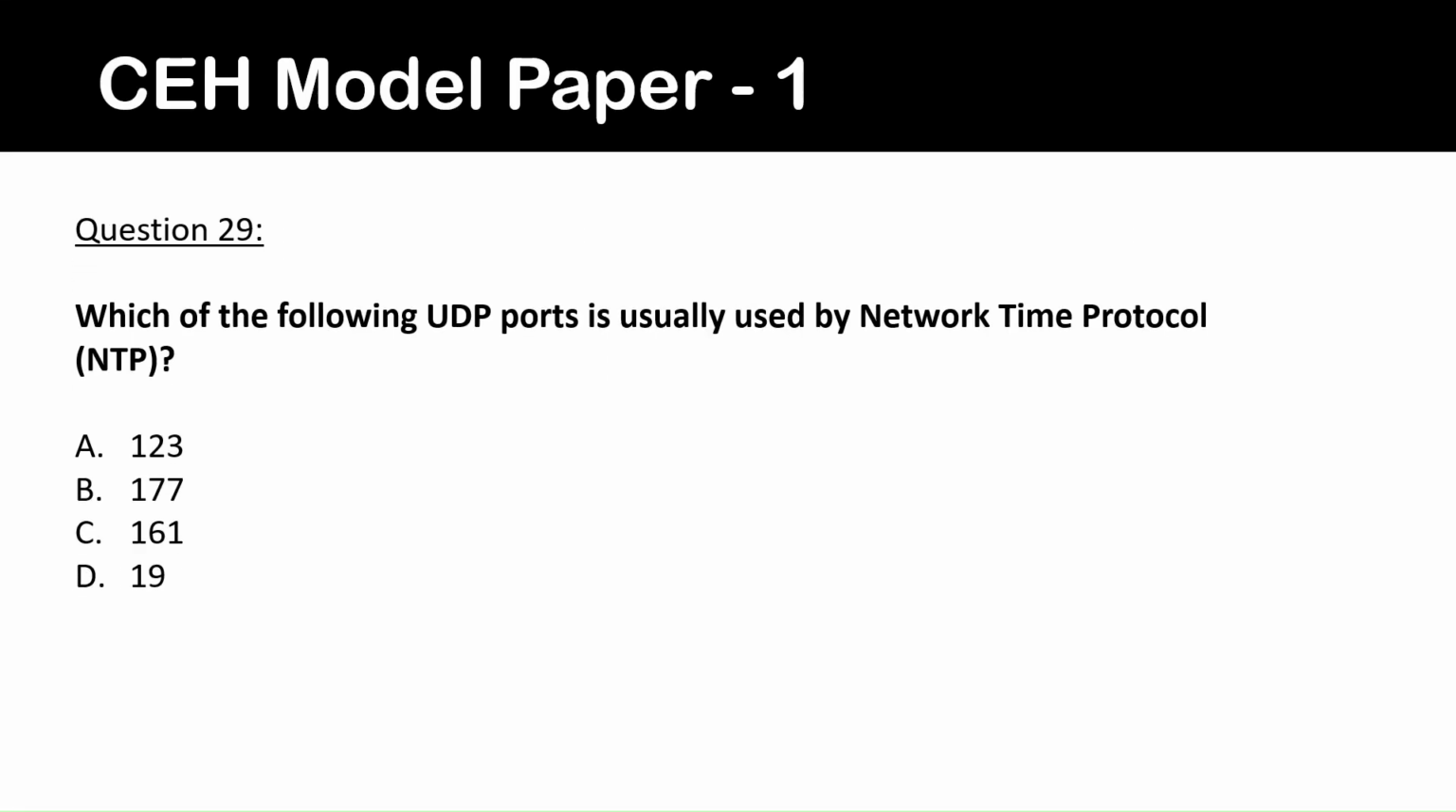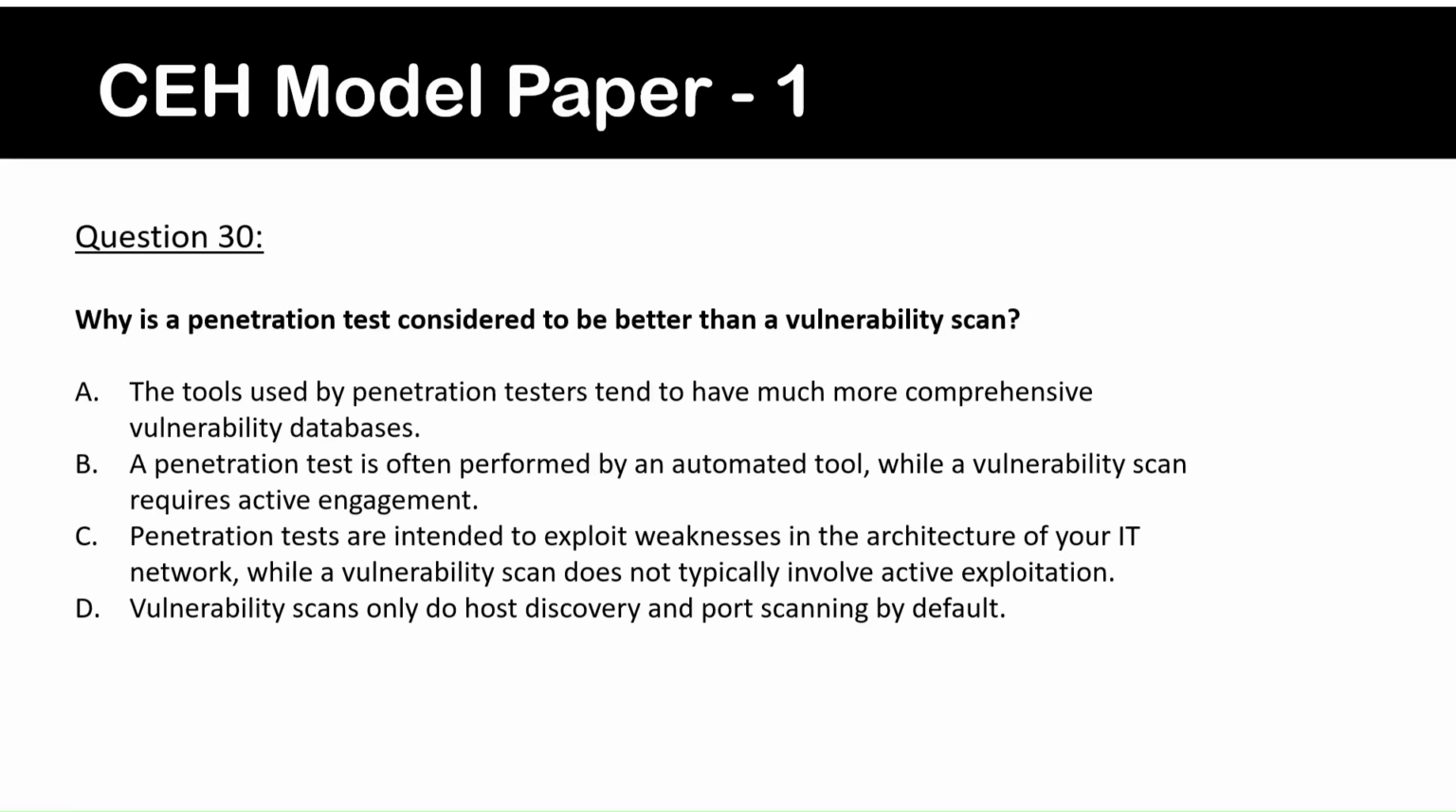Question 29. Which of the following UDP ports is usually used by Network Time Protocol (NTP)? The options are A. 123, B. 177, C. 161, D. 19. The answer is A. 123.